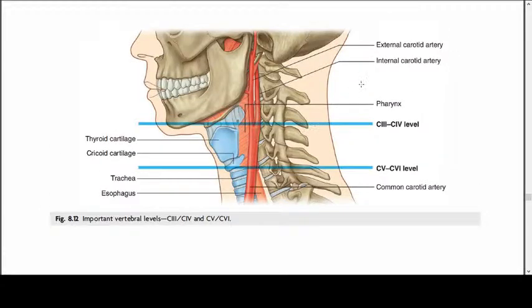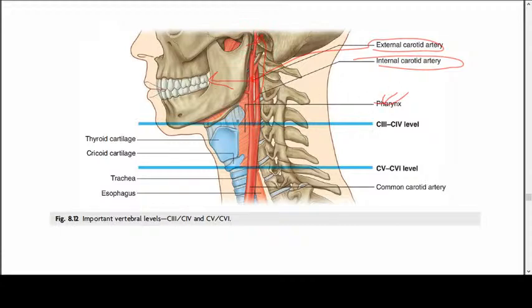Let's see the figure. So this one is the external carotid artery. It is present right here. As I've already said, it is medial, and it bifurcates to supply the lower part of the skull. The internal carotid artery, on the other hand, goes laterally and upward, supplying the various parts of the brain. This one is the pharynx.